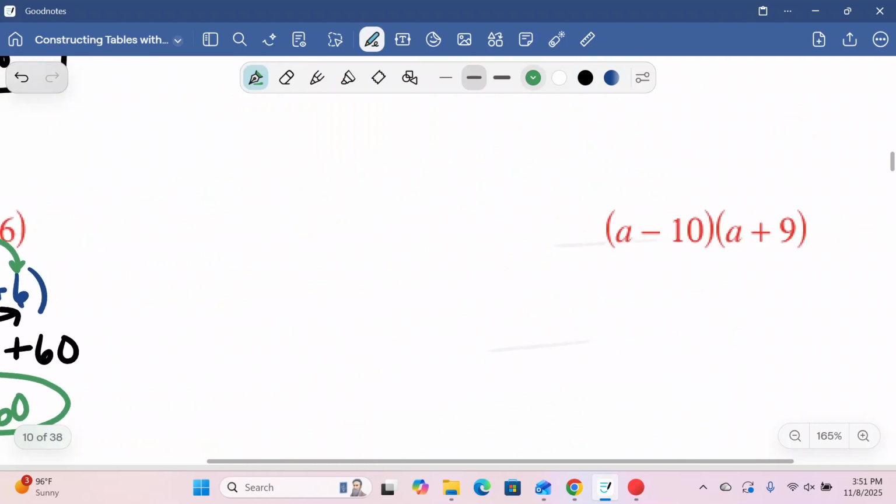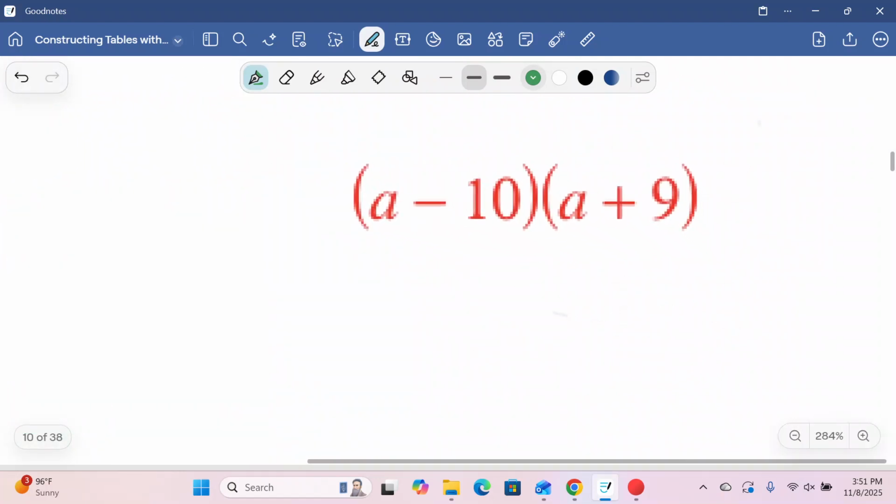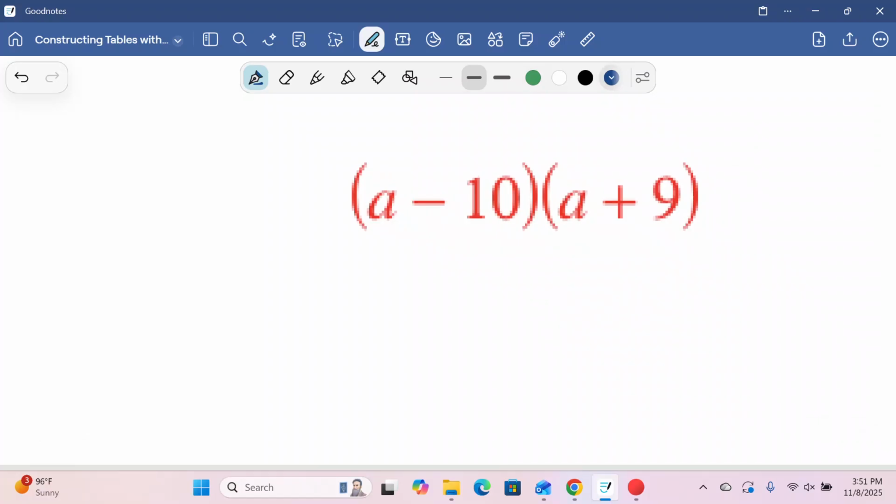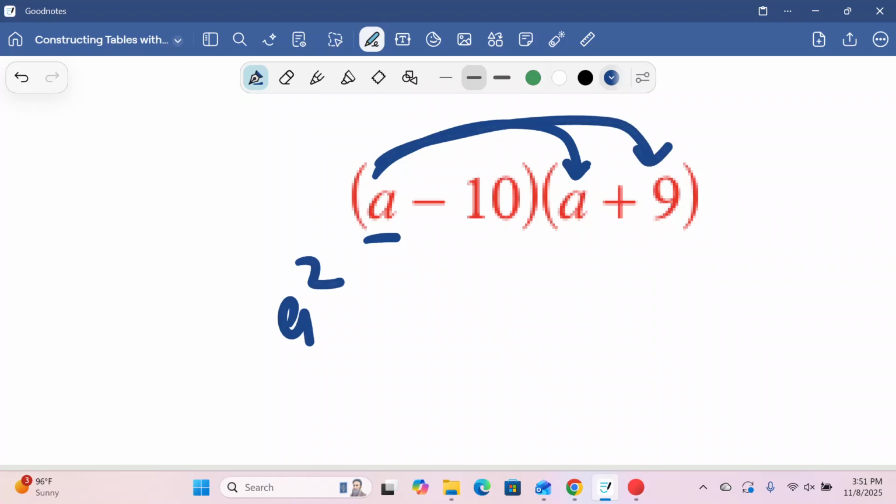If I look at my next one, now I'm back to my FOIL method. And it is the same exact thing over and over and over. So I have my FOIL method, a minus 10, a plus 9. So I underline the a. I'm going to distribute the a times the a, and it gives me a squared. I'm going to distribute the a times the 9, and it gives me 9a.